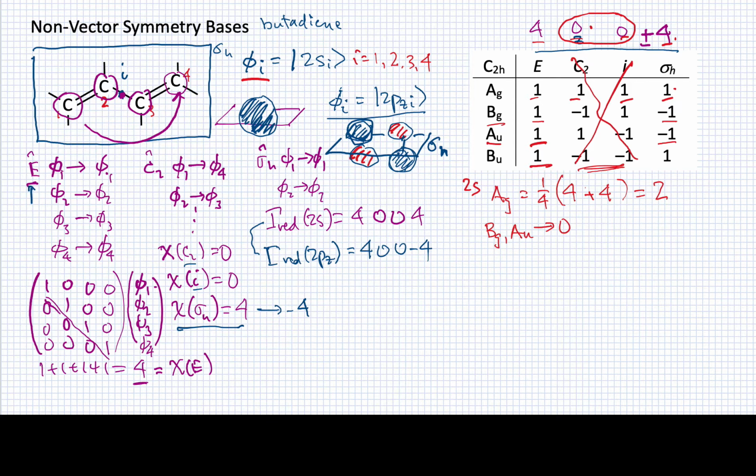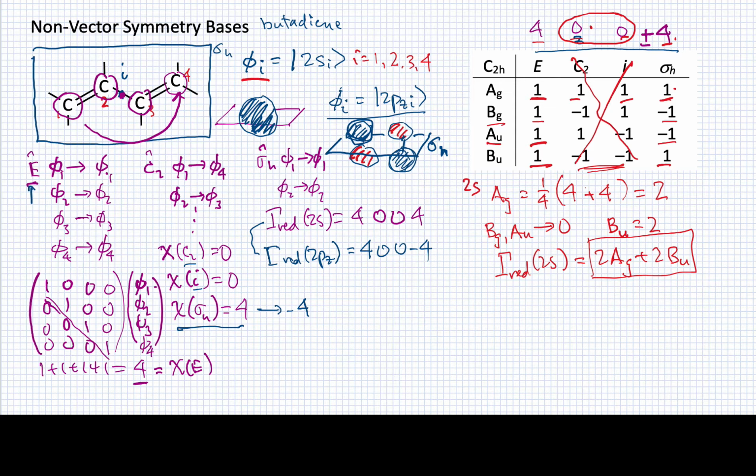But you can see that Bu will be the same as Ag, and then it has 1s in both the E and the sigma h columns. So Bu will also have a decomposition of 2. Its coefficient will be 2. So the overall reducible representation for the 2s will end up being 2Ag plus 2Bu.